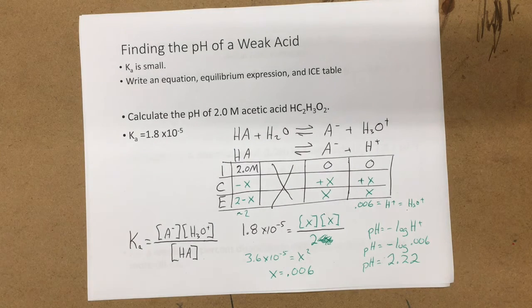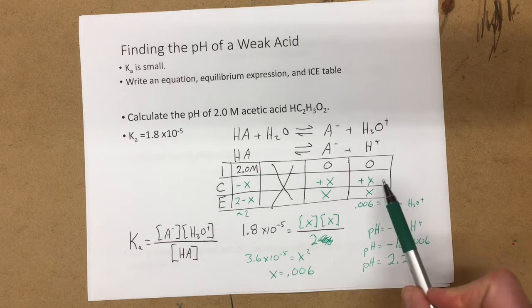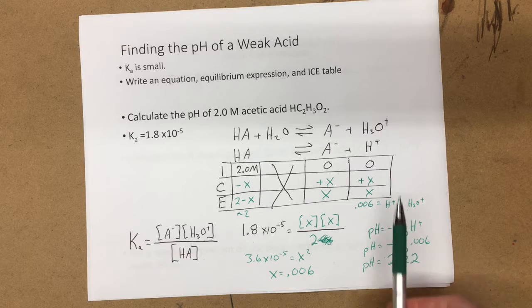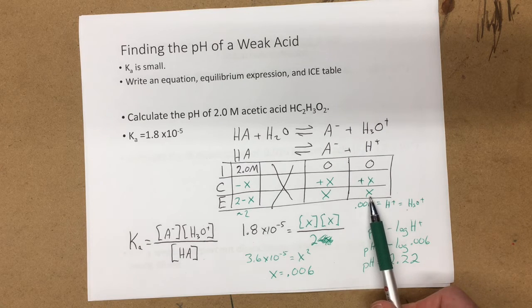All right, so that's how to find the pH of a weak acid when you're given Ka. It's an equilibrium problem, so you need to make an ice table, and then you'll use the ice table to find the equilibrium concentration of hydrogen ion, and then use that to calculate the pH.